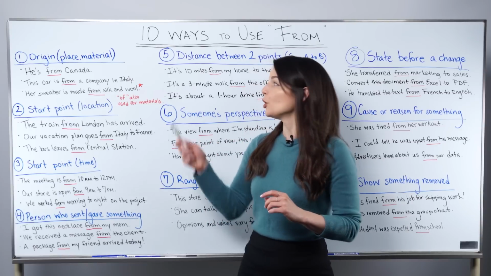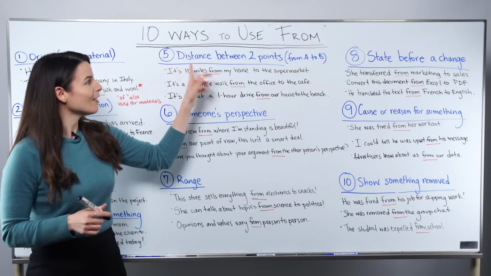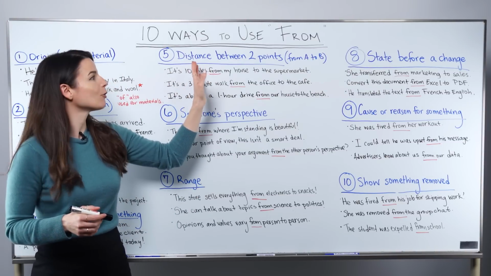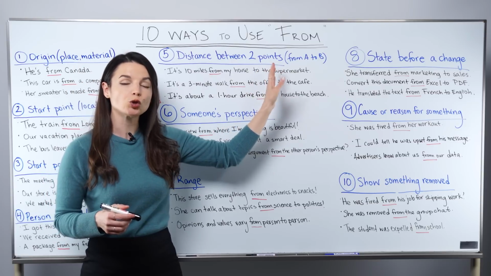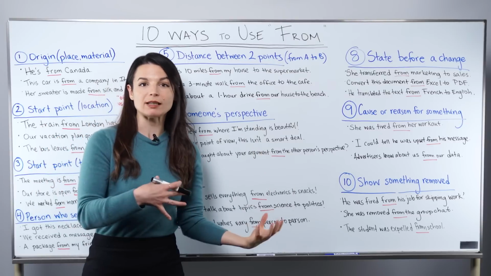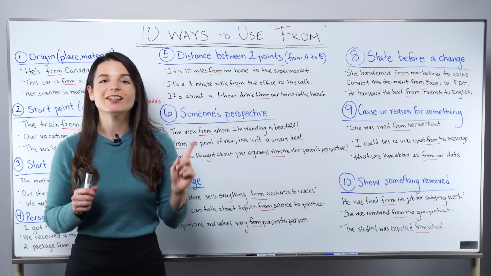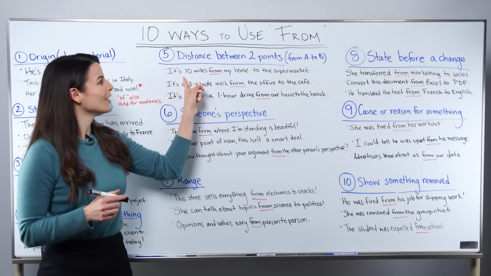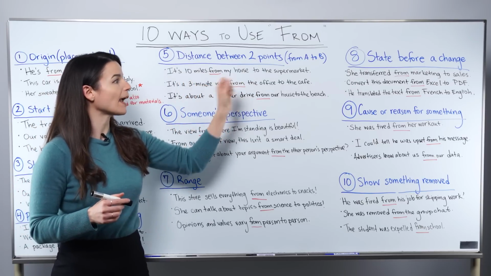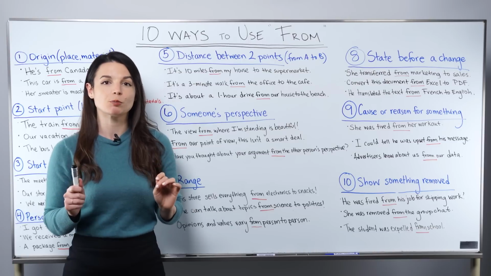Okay, let's go to the middle column for this lesson. Number 5 is using from for the distance between 2 points. So this means from A to B. We use this when we're talking about directions. So let's take a look at the example sentences here. It's 10 miles from my house to the supermarket.